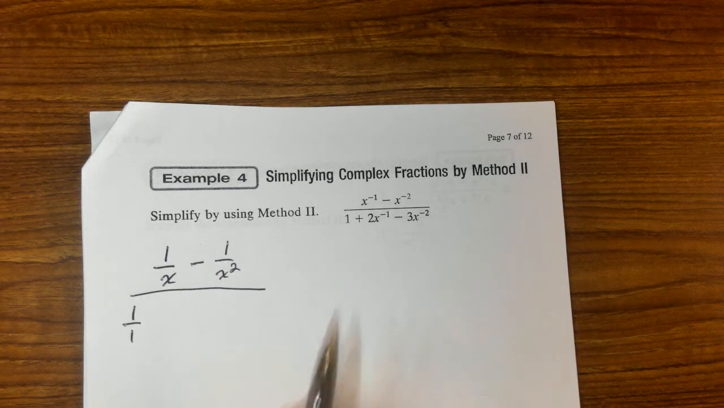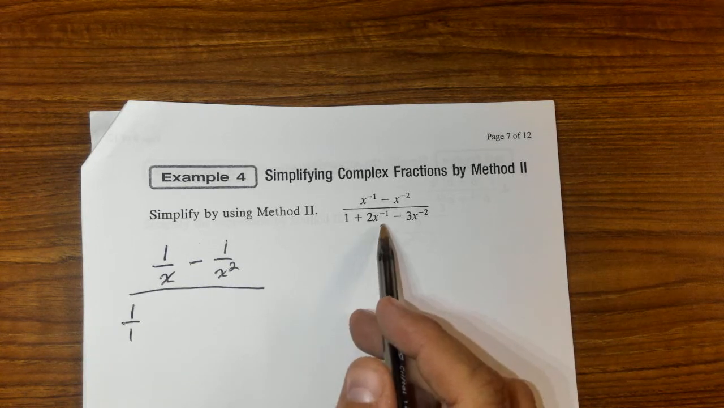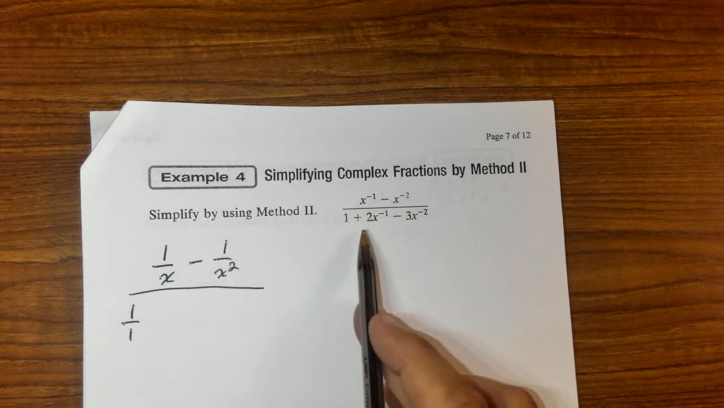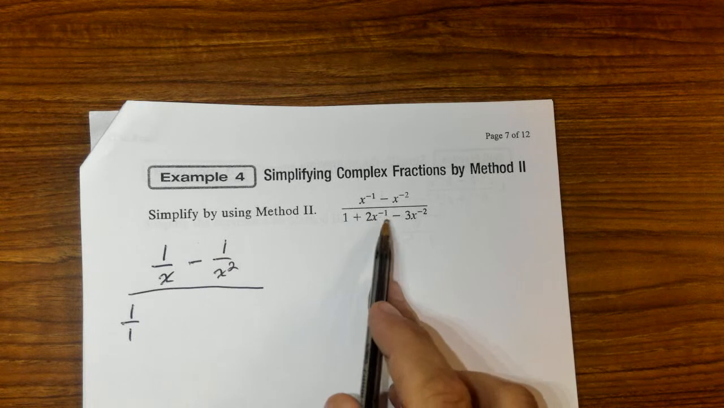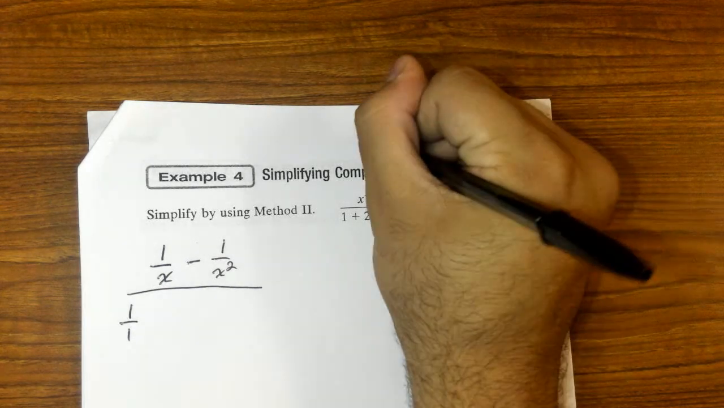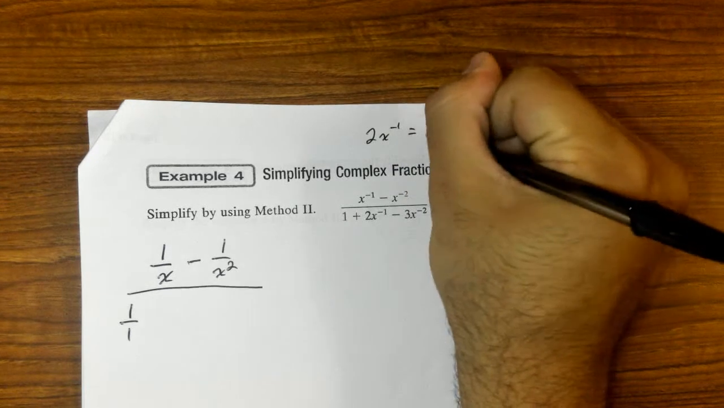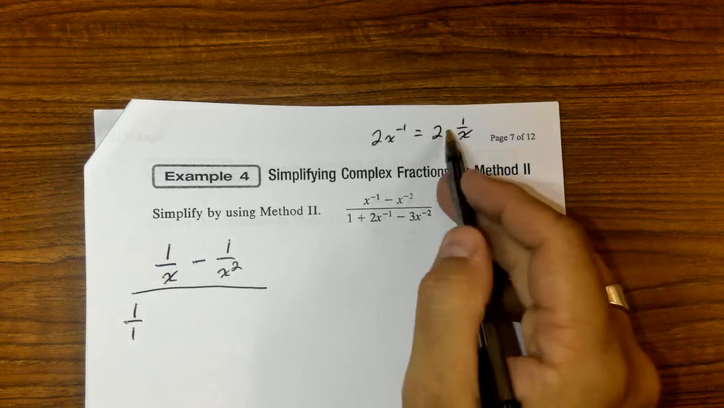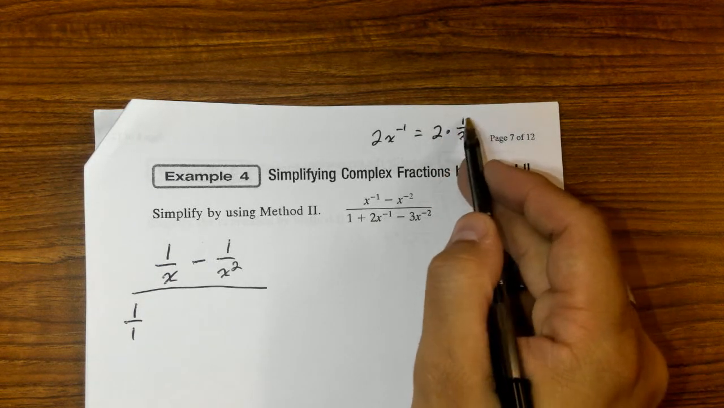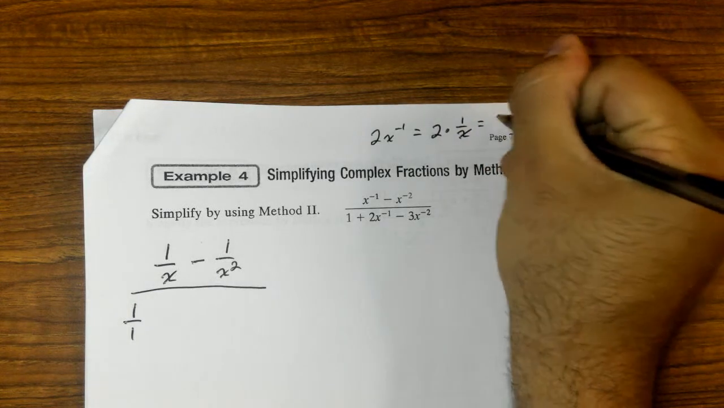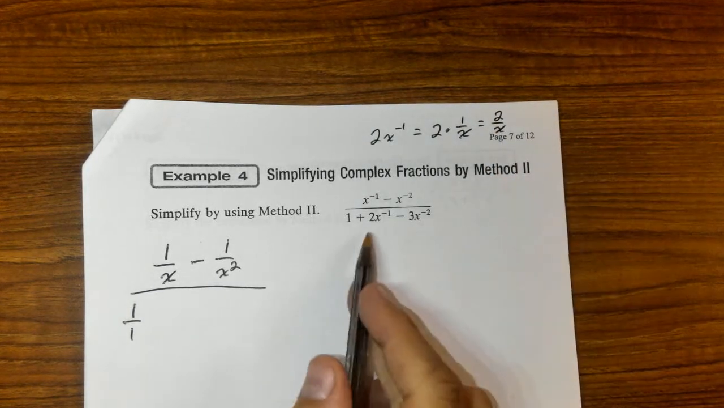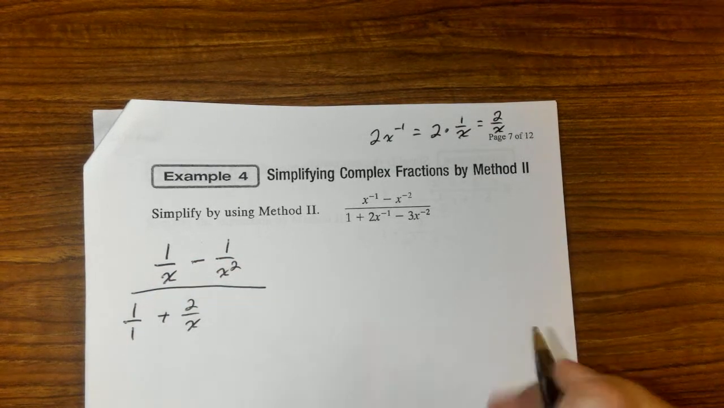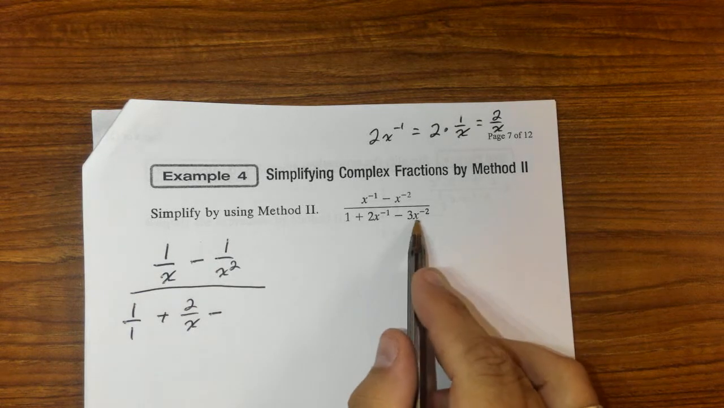it's going to be plus 2 times x to the negative 1. And actually, with that 2x to the negative 1, I just want to focus on that really fast. So this 2x to the negative 1 is equal to 2 times 1 over x. Remember, x to the negative 1 is 1 over x. So this right here is going to be 2 times 1, 2 divided by x. So this is really 2 over x. So that's what I'm going to be writing here. So 1 over 1 plus 2 over x, and then minus sign 3 times x to the negative 2.